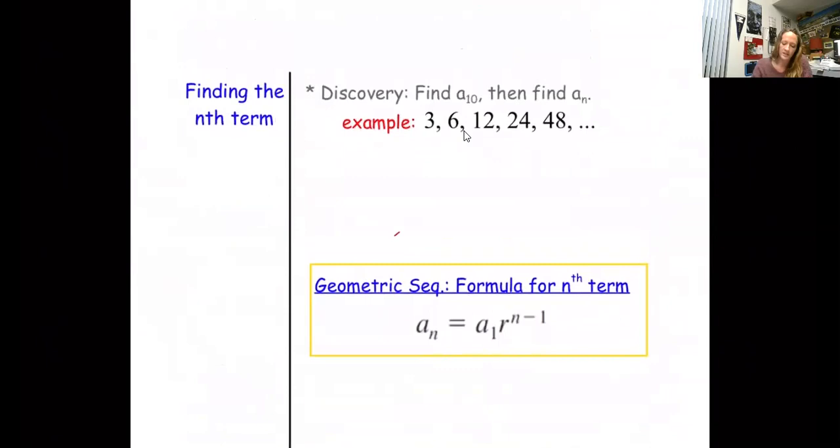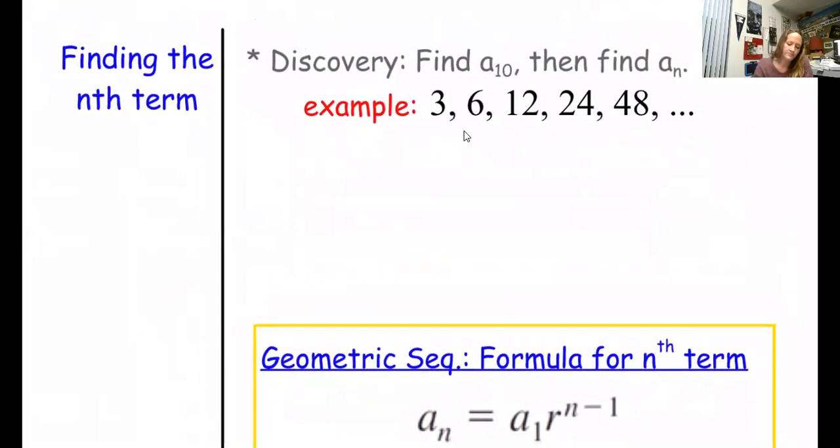Moving on, in our discovery, here's an example of a geometric sequence. Remember, sequences are separated by commas, series are separated by addition.